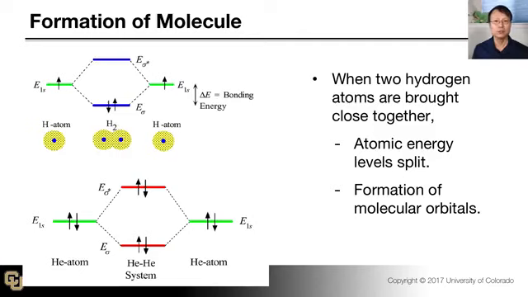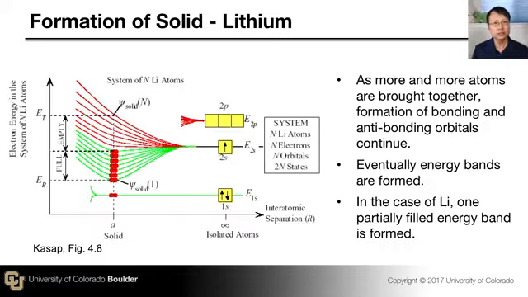Now, if you continue this to 10^22, 10^23, 10^24 atoms close together to form a solid, you will produce 10^22, 23, 24 different energy levels. And this is schematically shown here. In this case, we show the case of the lithium atom, which has 3 electrons, and the 2 electrons in the lowest energy state we call core electrons.